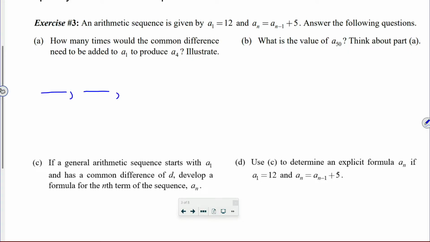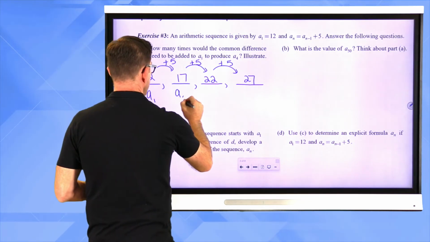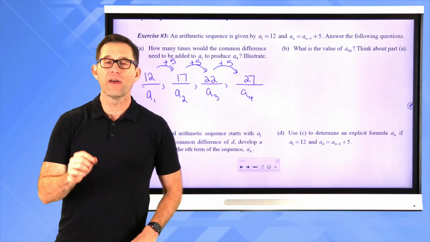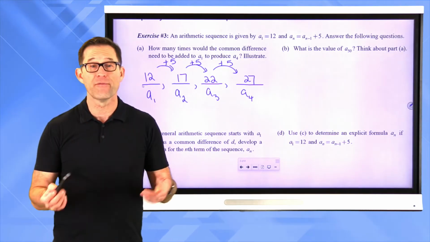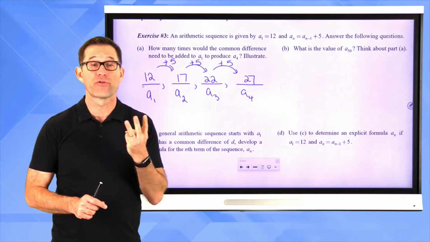So I'm going to just do the same thing I did in the last problem. I've got 12. And I'm going to add 5 to it, and I'm going to get 17. And then I'm going to add 5 to it, and I'm going to get 22, and I'm going to add 5 to it, and I'm going to get 27. Okay? Now notice, this is my a1, this is my a2, this is my a3, and this is my a4. And although it would be very tempting to say, well, we're going to have to add 5 4 times to go from a1 to a4, that's not true. We actually only add 5 3 times.